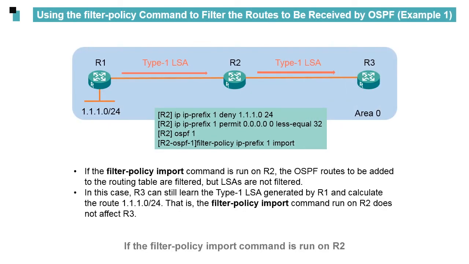If the filter policy import command is run on R2, the OSPF routes to be added to the routing table are filtered, but LSAs are not filtered. In this case, R3 can still learn the Type 1 LSA generated by R1 and calculate the route 1.1.1.0/24. That is, the filter policy import command run on R2 does not affect R3.